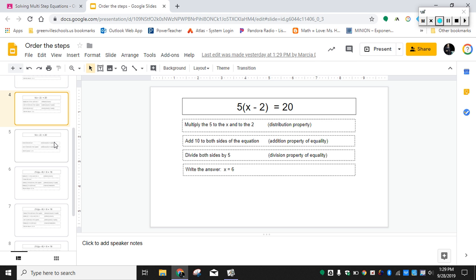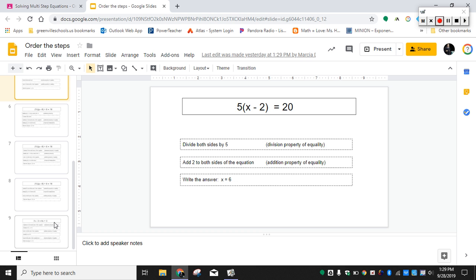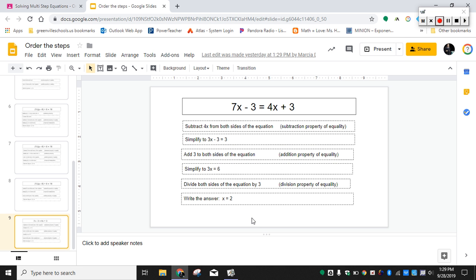In the next slide, it's a little bit different, because you are not given the distribution property. So you are to divide both sides by 5 and then add 2 to both sides. You have to pay attention to what steps they give you. The very last problem I've noticed has been giving several of you some trouble. Again, you have to pay attention to the steps.